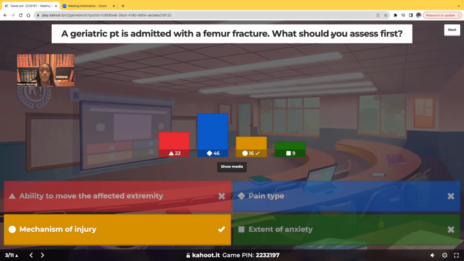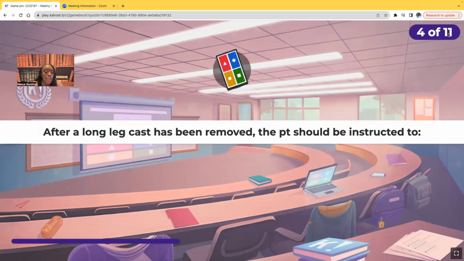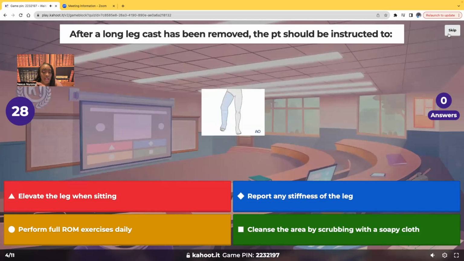That means that they're at risk for what? Drug toxicity. So that's very important when it comes to the geriatric patient as well. All right, after a long leg cast has been removed, the patient should be instructed, look at that long leg cast: elevate the leg when sitting, report any stiffness of the leg, perform full range of motion exercises daily, cleanse the area by scrubbing with a soapy cloth.